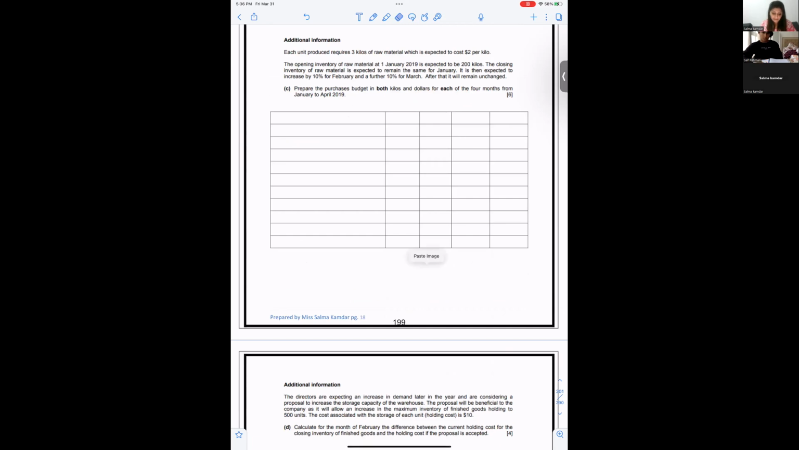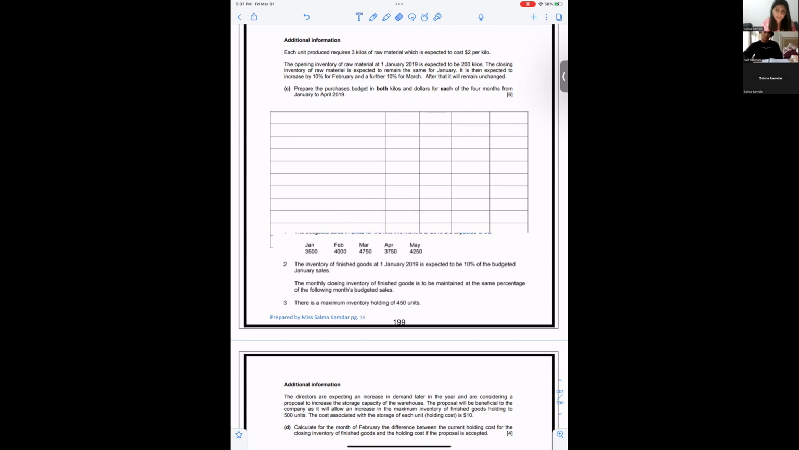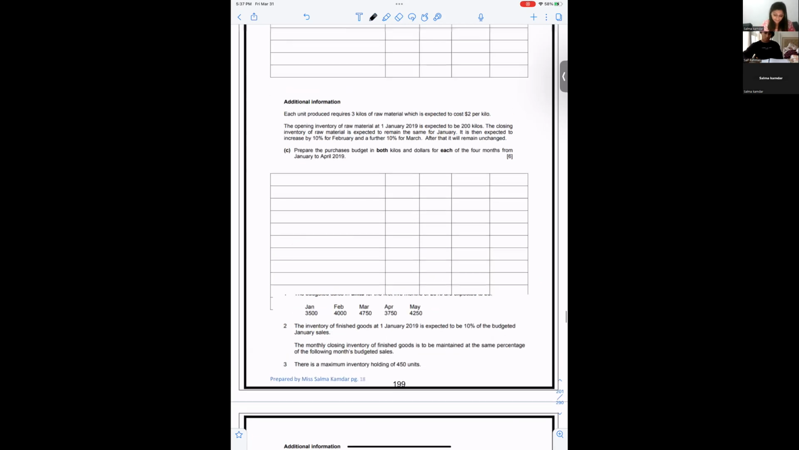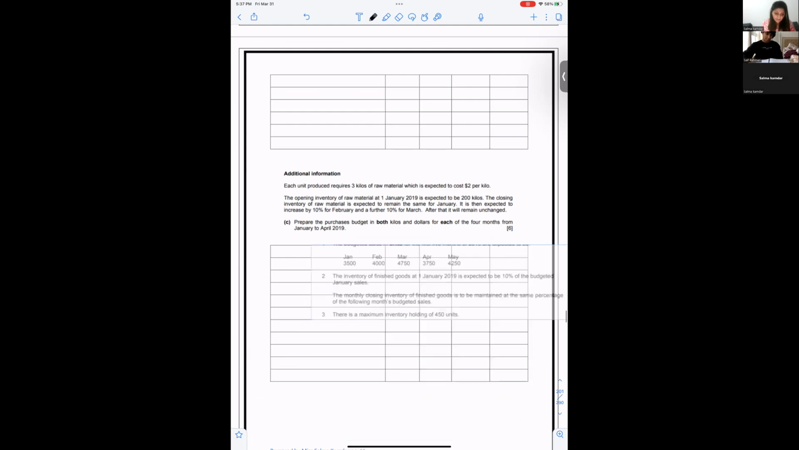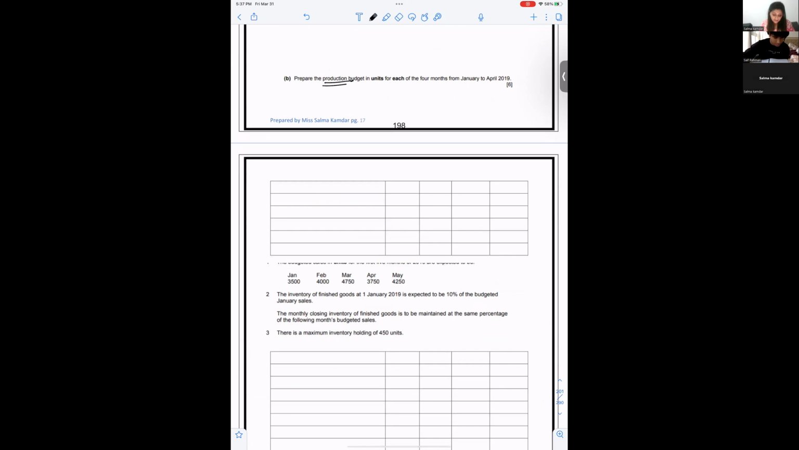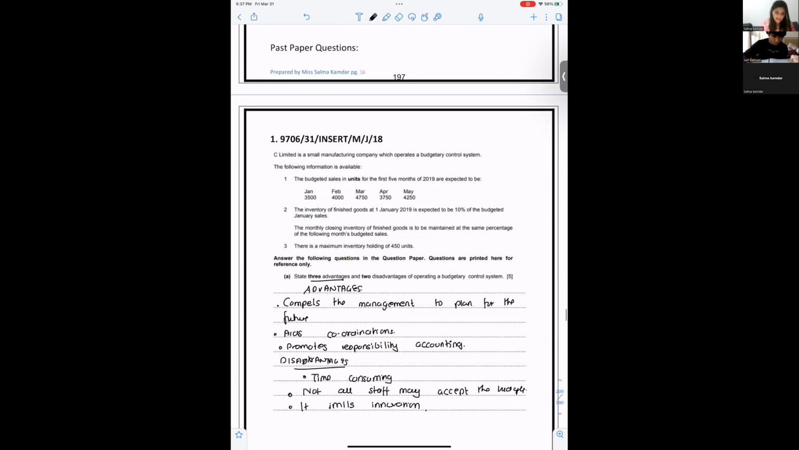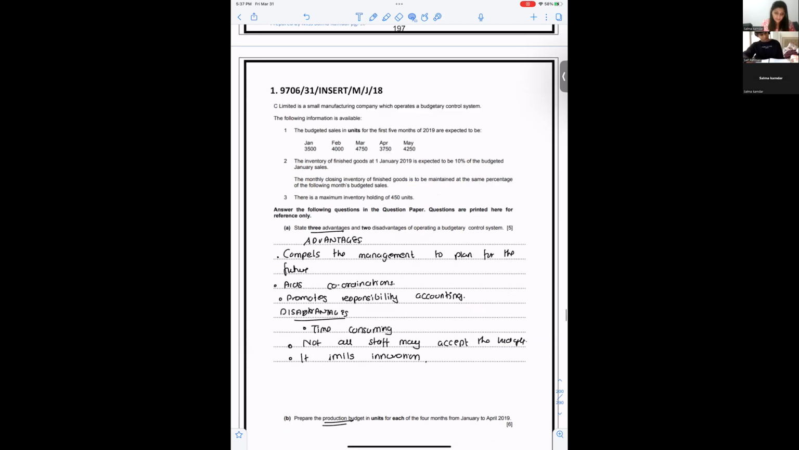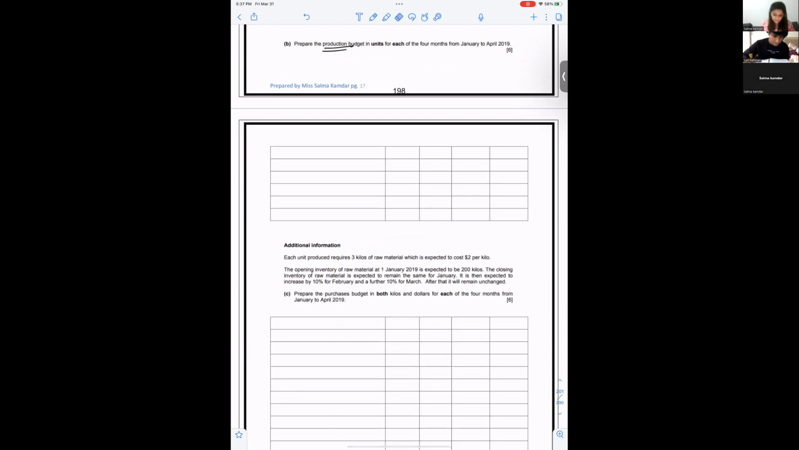Now, what do you have to prepare? Production budget. Sorry, prepare production budget, my bad. After the production budget only can you prepare the purchase budget. So this is what was given to us over here. This is sales given to us. And now I have to prepare the production budget. How will I prepare?